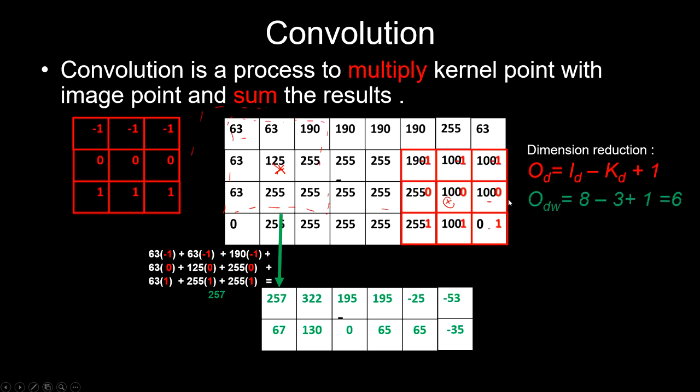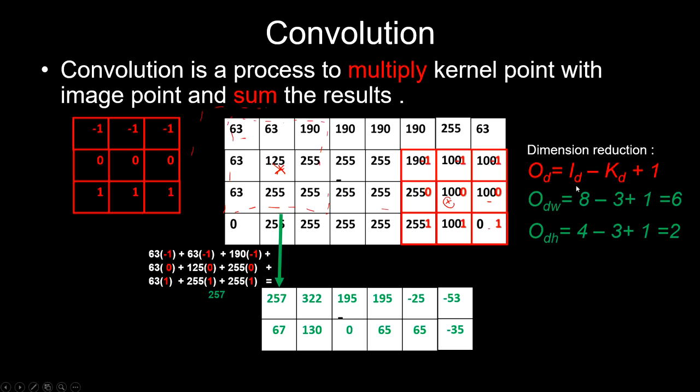For this example, the original width is 8, minus 3, the dimension of the kernel, plus 1, so your output will be 6 in terms of width. In terms of height, the input is 4 minus the kernel 3 plus 1, so your output height will be 2. This is the same as the output we found here: 6 times 2 in terms of the output image.